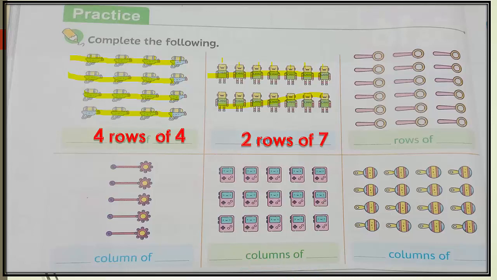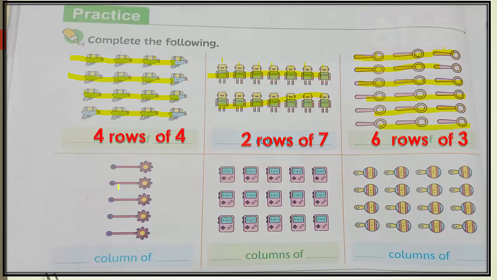Let's see another one. Here, how many rows? Count with me. 1, 2, 3, 4, 5, 6 rows, teacher. How many in each row? In each row, I have 1, 2, 3. So I have 6 rows of 3.